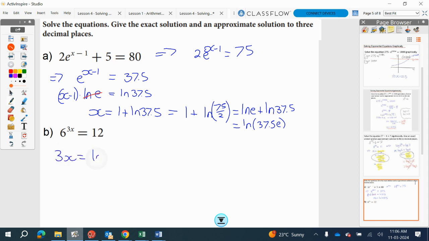3x is equal to log base 6 of 12. x is equal to log base 6 of 12 over 3. There's no way to simplify that. That's as simple as it would go. I'm not sure how you get that. I guess we took log on both sides, then we took out the 3x, and then we divided by log 6.